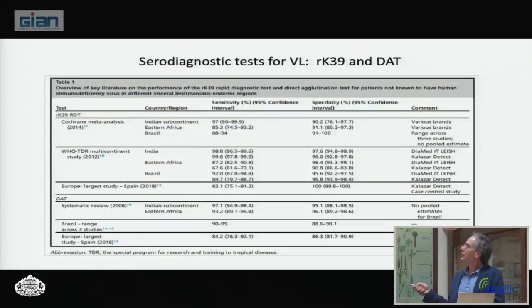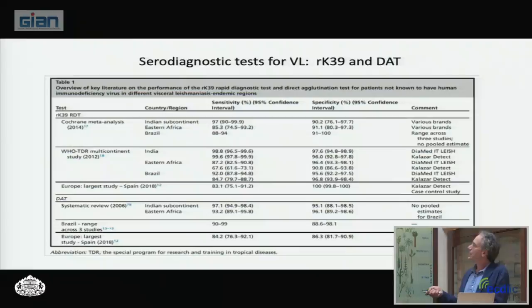Serodiagnostic tests have turned out to be a really important tool for the epidemiology and the control effort for visceral leishmaniasis in India. VL is associated with very high titered antibodies against the parasite. These high titered antibodies can be exploited in really simple, pretty cheap, and highly sensitive and specific serological assays. One's called RK39 and one is called DAT.